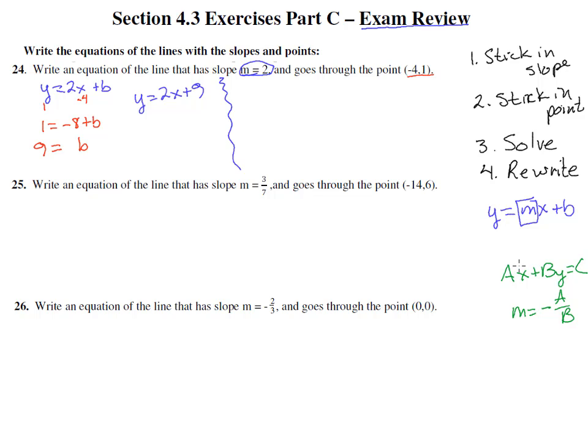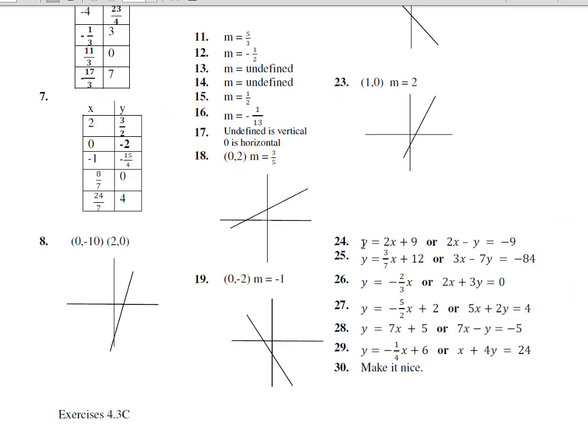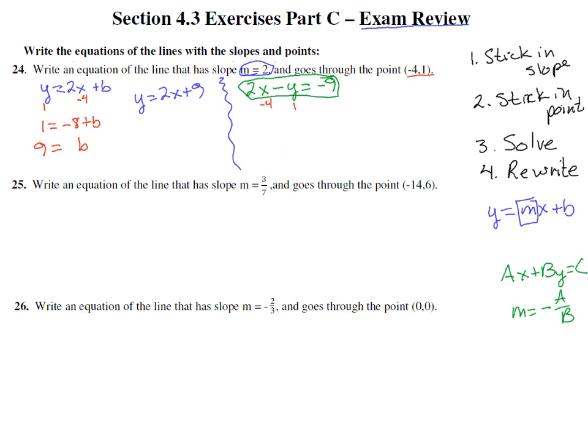Good. So over here with the other format, if the slope is 2 over 1, it would be written as 2x minus y equals a number c. So we stick in this point, negative 4, 1, right here, and we get 2 times negative 4, which is negative 8, minus 1 is a negative 9. And then we rewrite that as a whole equation. So those are our two answers. Let's double check those. Yeah, number 24, y equals 2x plus 9, or 2x minus y equals negative 9. Good.